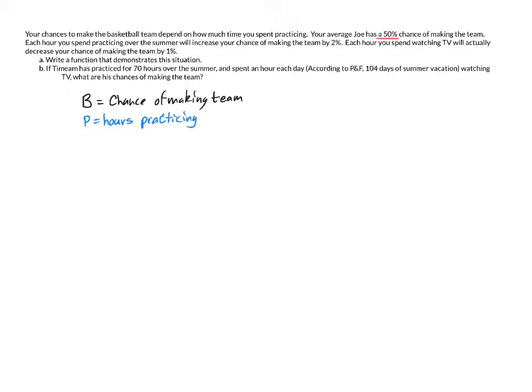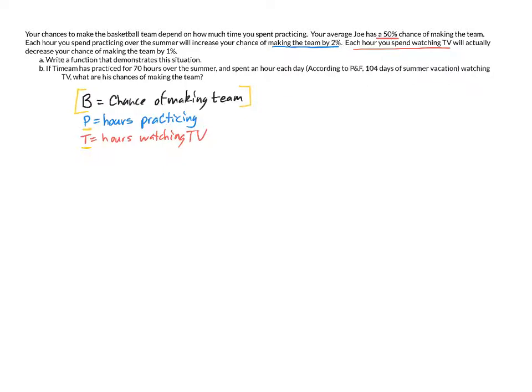Now, there's one other thing that affects your chances, right? We already had the practicing, okay? Now, there's the other thing, which is each hour you spend watching TV, all right? So T is going to be your hours watching TV. Okay, so now I have the whole point of this question, which is to find my chances of making the basketball team. And I found out that my chance of making the team depends on the hours practicing and the hours watching TV. So now I'm ready to write my function.